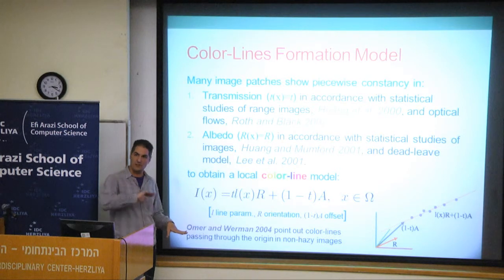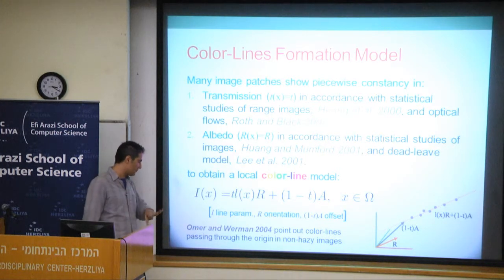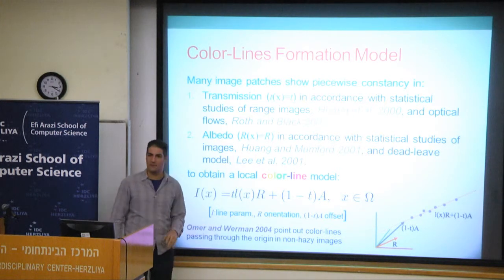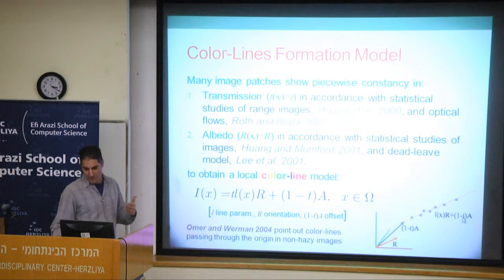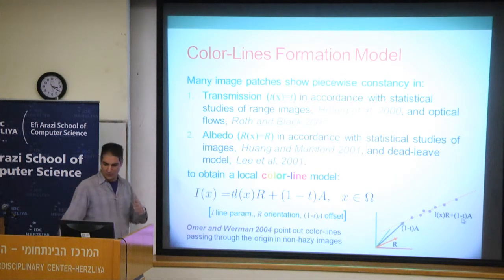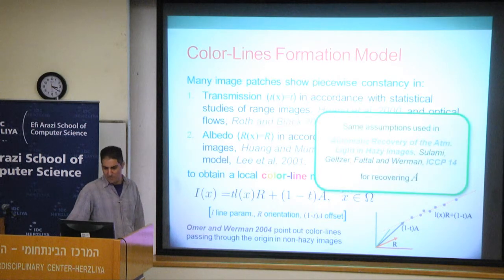The pixel distribution is restricted to lines. And they noted that in non-hazy images, these lines do pass the origin, which agrees with this observation that in the case of hazy images, there is some offset, and the offset is proportional to 1 minus the transmission.